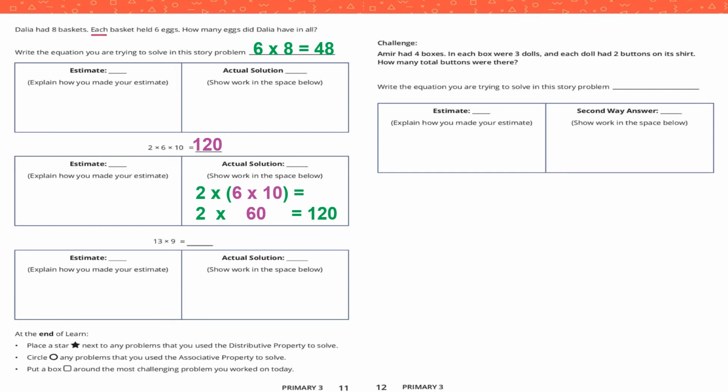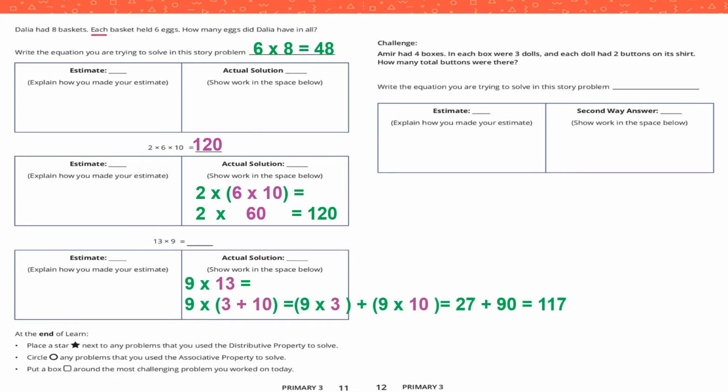The last one, 13 times 9. 13 times 9, I can solve it. 13 is a very big number. Okay, I don't know it from the tables. So what should I do? I can use the distributive property to solve it very easily.